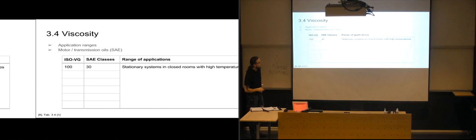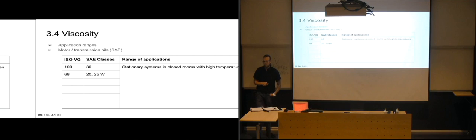Then we go down to the 68, which we had in our example. So that's a 20 for summer temperature or a 25 for winter conditions. So it's really thick. It's not as thick as the top one, but it's still a thick one. And it has the same range of applications. So it's stationary systems, enclosed rooms, and high temperatures.